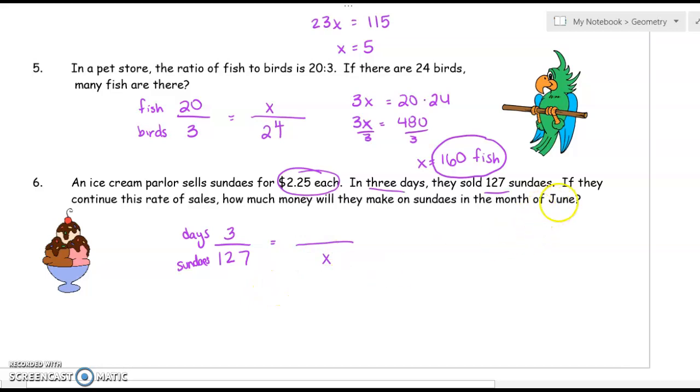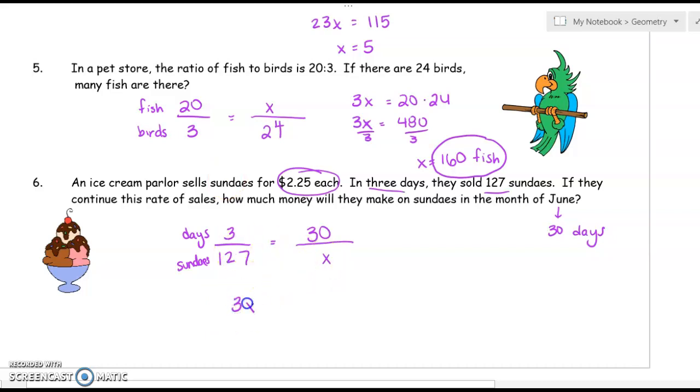But the month of June, you do need to know the number of days. And that we do know. In June there are 30 days. So we're going to put 30 here. So in 3 days they made 127 sundaes. In 30 days we don't know how many. And we're going to cross multiply and solve to figure out how many sundaes they sold in June, and then we can figure out how much money they made.